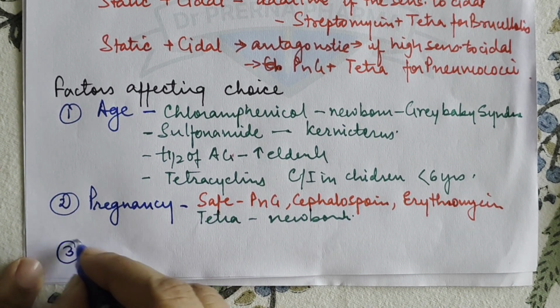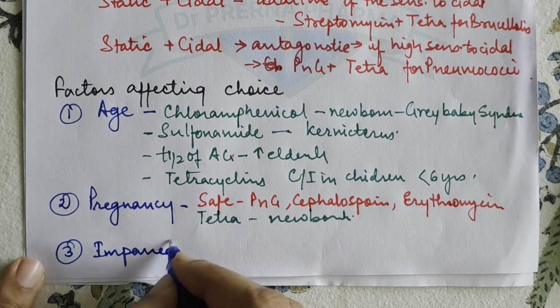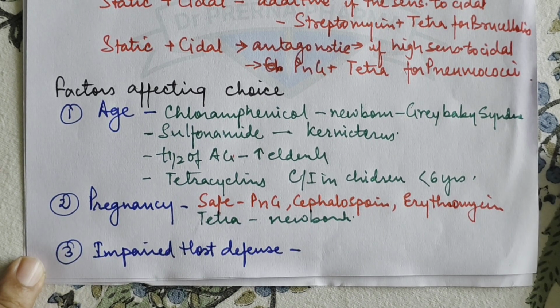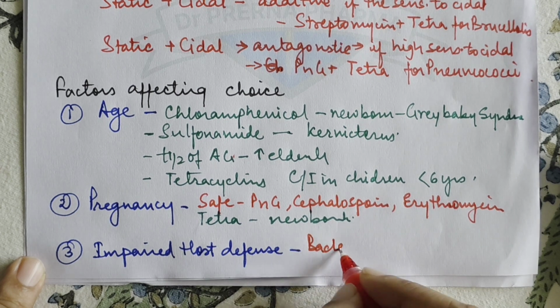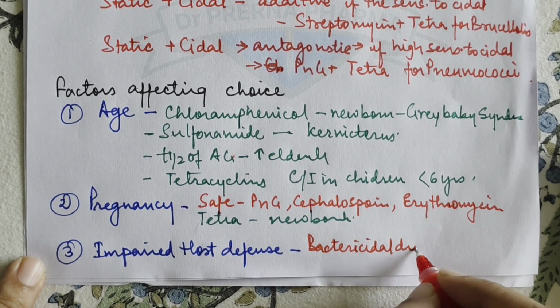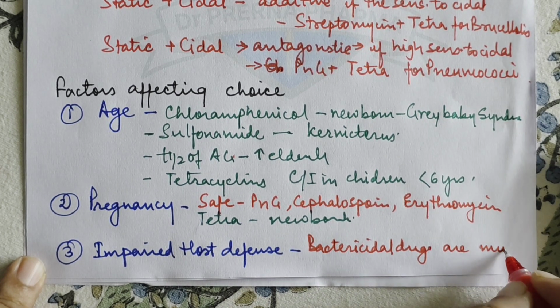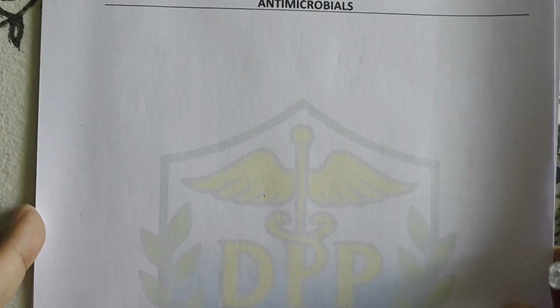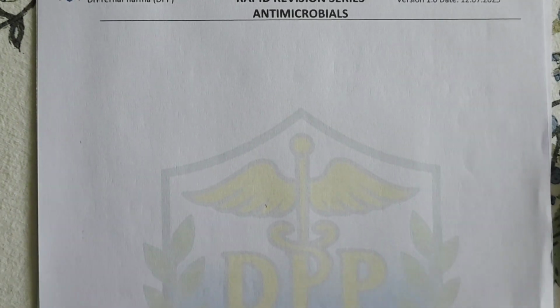Then another thing is if the patient has impaired host defense mechanisms. In impaired host defense mechanisms, bactericidal drugs are a must in immunocompromised patients, right? Next, in liver disease, in hepatic disease, there are some antibiotics which are used and some which are not used.